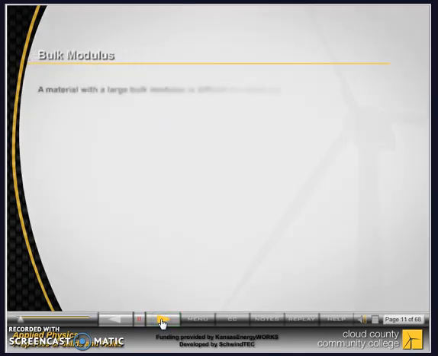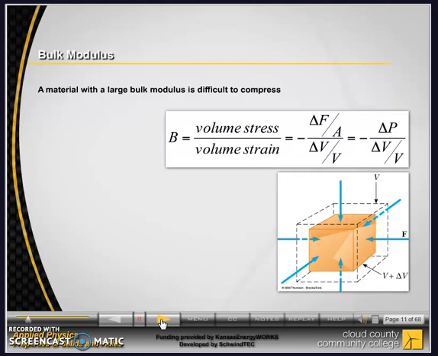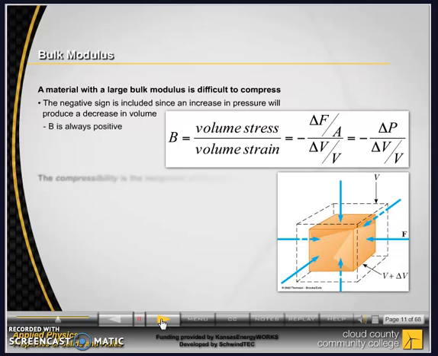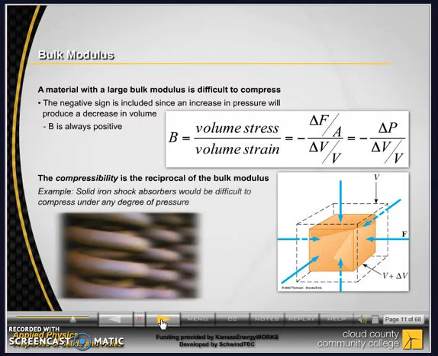A material with a large bulk modulus is difficult to compress. The negative sign is included since an increase in pressure will produce a decrease in volume. B is always positive. The compressibility is the reciprocal of the bulk modulus. These solid iron shock absorbers would be difficult to compress under any degree of pressure.